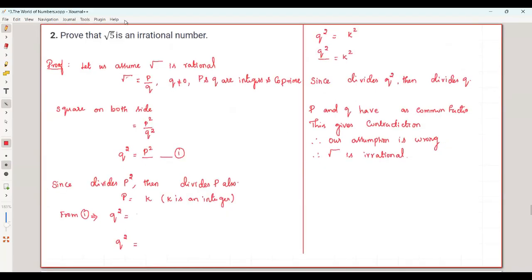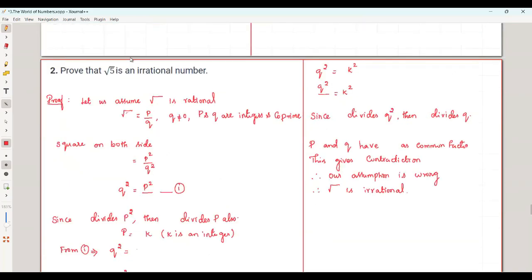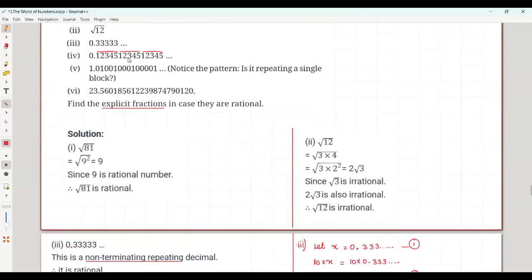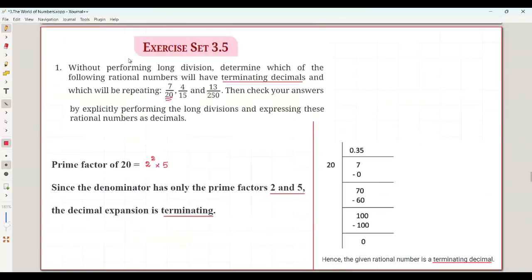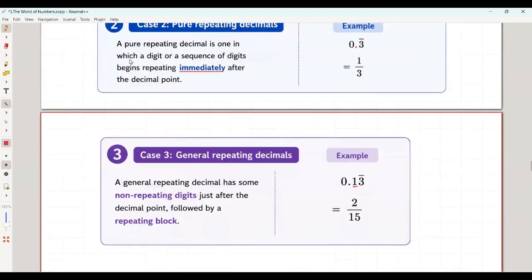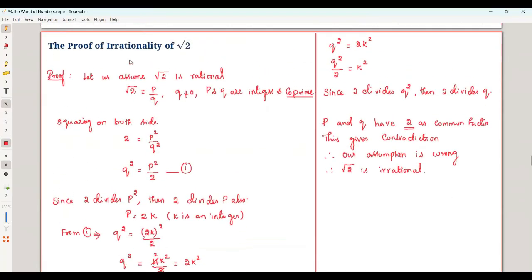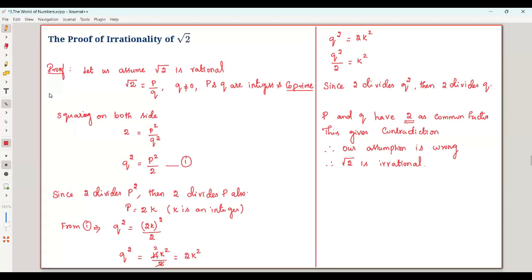Second question, prove that root 5 is irrational. In the previous class itself we have proven root 2 is irrational, right? Those who missed the class, you can just have this recording. Here I have proven root 2 is irrational. What you have to do?